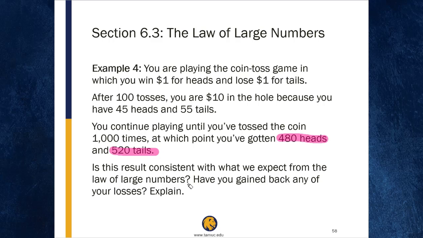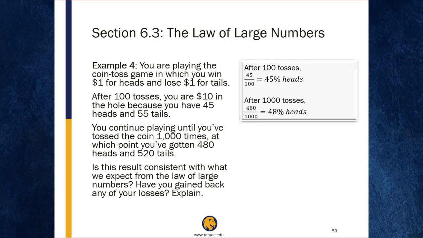The first question is: is this consistent with what we would expect by the law of large numbers? And after playing more tosses, has it actually helped gain back any of the initial losses, or just made things worse? Well, here's how it's going to work. First off, after 100 tosses, there were 45% heads that showed up, 45 out of 100. After 1,000 tosses, now there are 480 heads out of 1,000 tosses, which is 48% heads. So we can see how that's closer to 50%, which is what we would usually expect to see with heads or tails, a 50-50 chance.